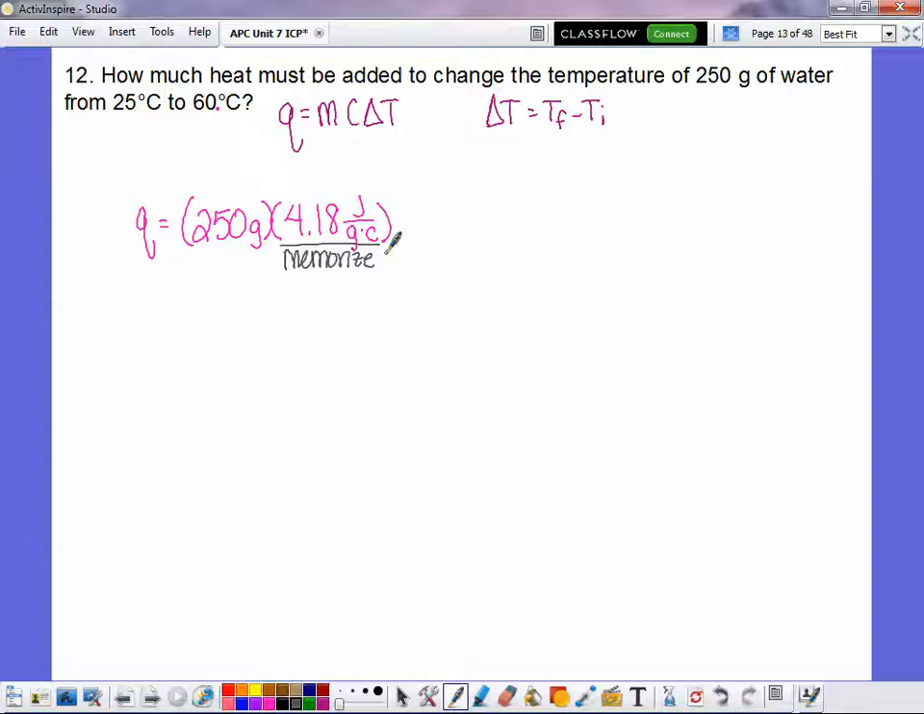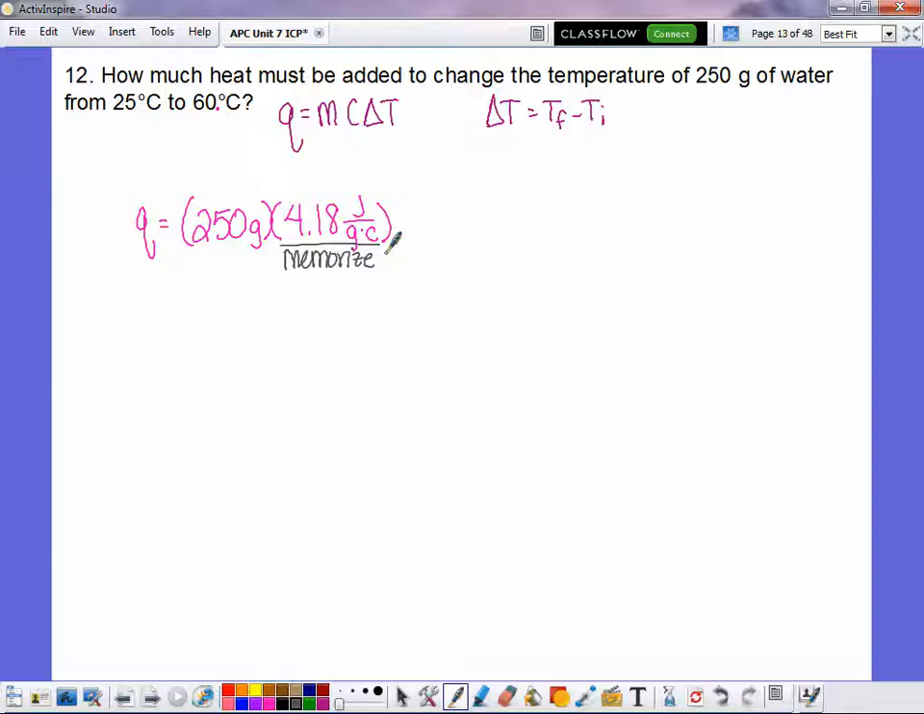You need to memorize the specific heat of water. I'm not going to make you memorize any other specific heats, but you do need to memorize the one for water. What that means is it requires 4.18 joules of energy to raise 1 gram of water by 1 degree Celsius. We're going to talk about comparing specific heats of substances. It's not the same for all substances. This is the specific heat for liquid water. Solid and gas water have different specific heats. You only need to memorize the liquid water specific heat.